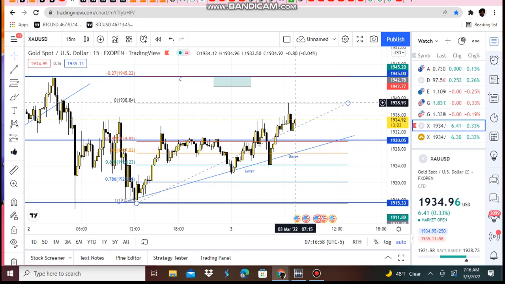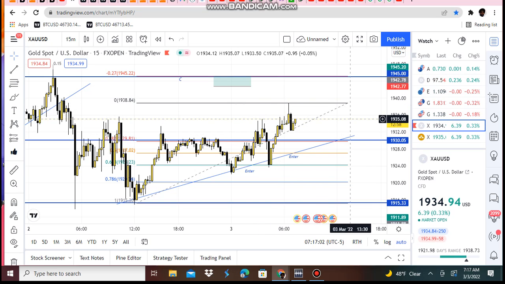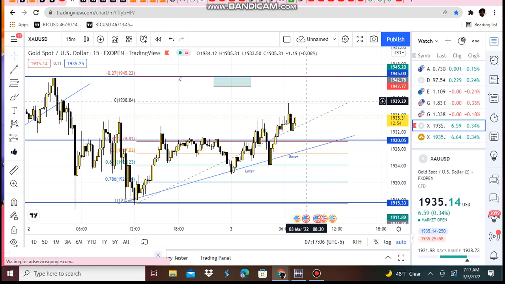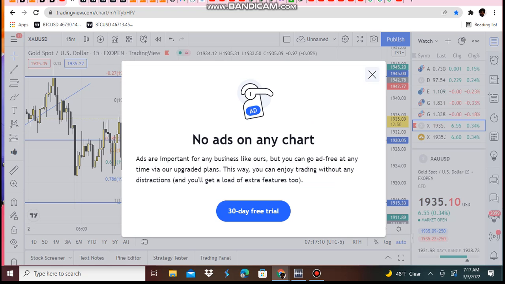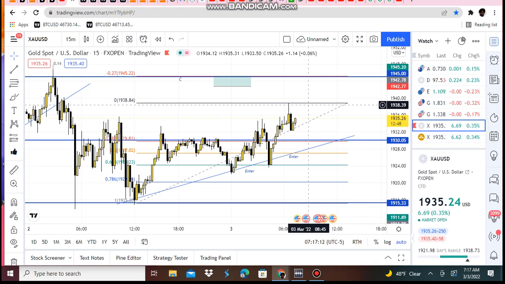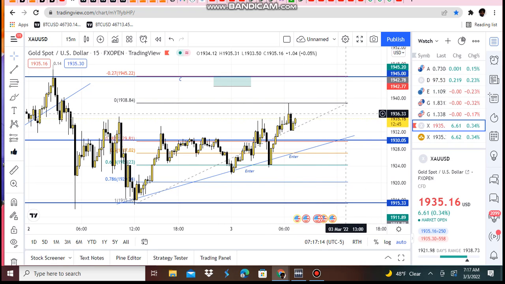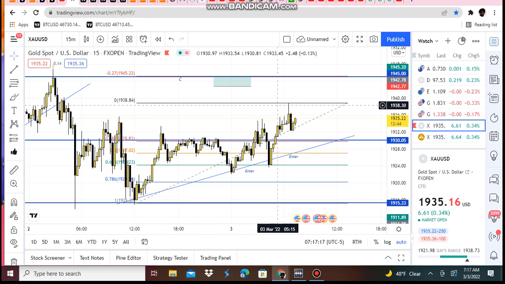a higher high, back up to 1938, right to zero, right to our Fibonacci level, before heading back down. So it goes right here again. It does go right to zero. I just wanted to keep y'all updated on this trade. Price does go all the way back up to zero.